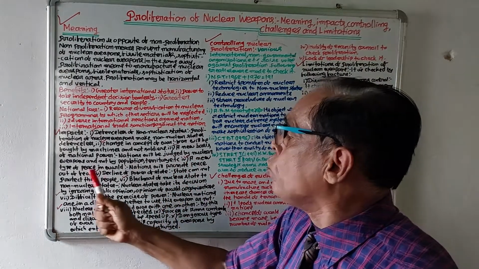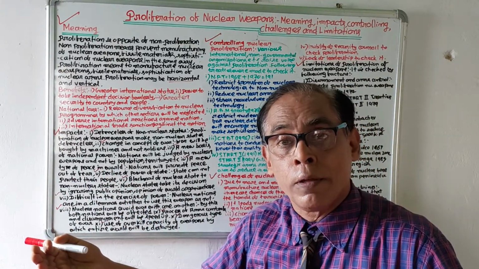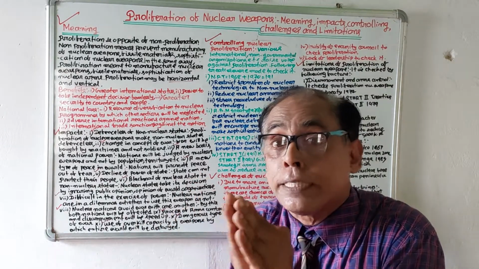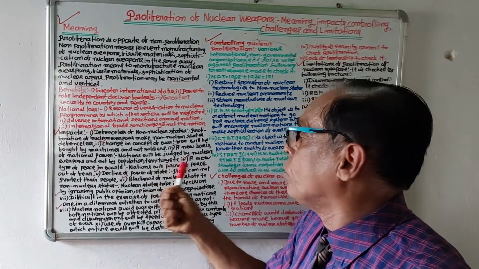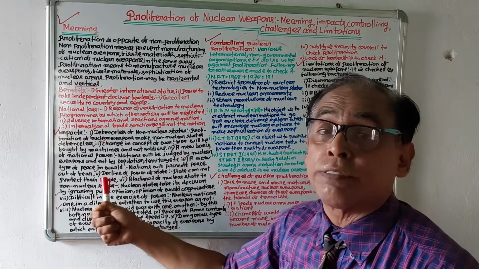Number 4, a new type of peace in the world. If nations have nuclear weapons, all will try to maintain peace out of fear. So it is a new type of peace in the world. Nations will promote peace out of fear.